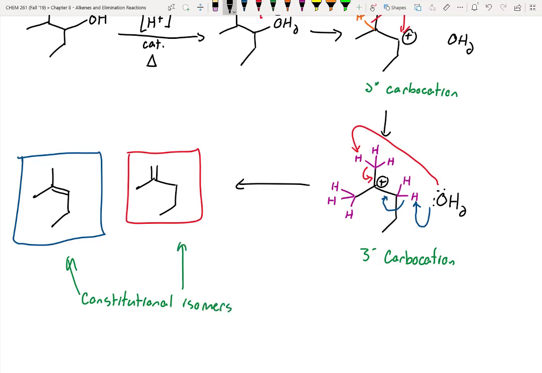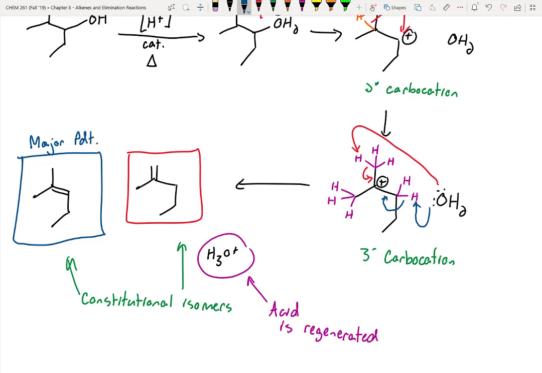We also know that we're going to regenerate our acid during this process. So this is going to be, let me actually do a different color, the acid is regenerated. All right, which one's going to be my major product? The first one. Why? Because it's more substituted, it's more stable. So this would be my major product. This one over here would be my minor product.